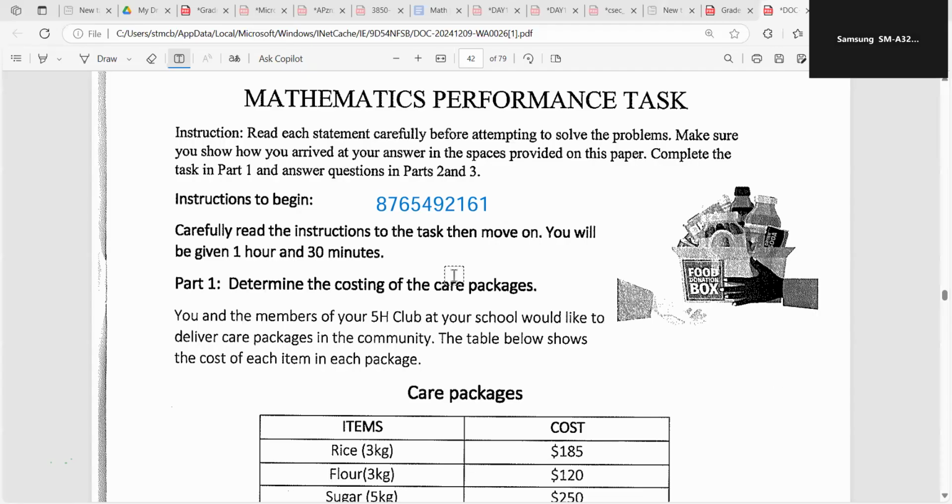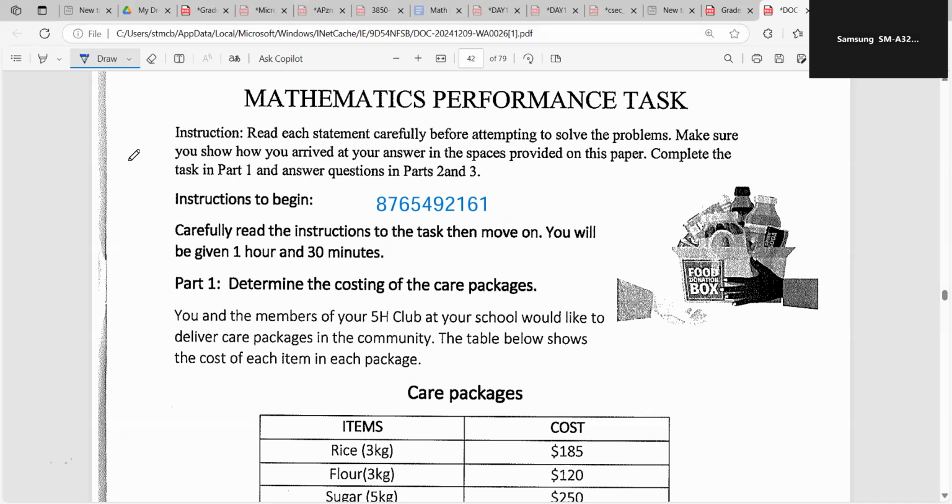Read each statement. Read each statement carefully before attempting to solve the problems. Make sure you show how you arrive at your answer. In the space provided on the paper, complete the task in part 1 and answer questions in parts 2 and 3.